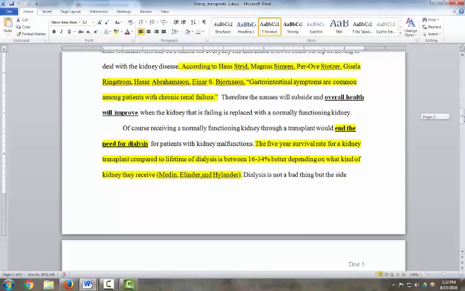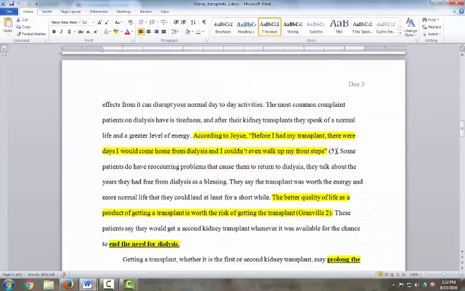As we continue on in that second body paragraph, you'll see a lead-in quote here highlighted in yellow. They said according to Joyce, that would be the author, and then there's the quote marks. And then a little bit lower down, they have another paraphrase parenthetical from Granville. So each body paragraph should have at least 2 or 3 citations, and we should mix up the styles of citations. Sometimes quoting, sometimes paraphrasing, and sometimes leading in, and sometimes giving credit in the parenthetical at the end.